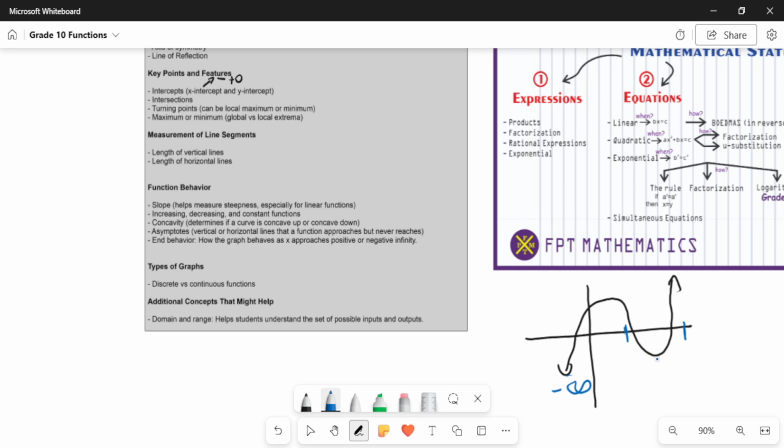This can't be the minimum because it goes to minus infinity. This has to be the smallest value, isn't it? And so this is why we call this a local minimum, right?